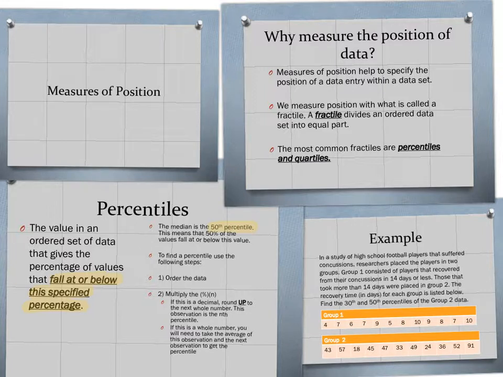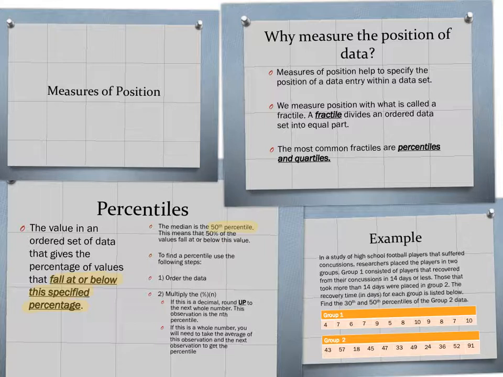In any kind of fractile or percentile that you look at, you always have to order the data. Once you have the data ordered, you multiply the specified percentile times the number of values in the data set. One of two things can happen. If you get a decimal, you always round that number up to the next whole number, and you look at that specified ordered value in the data set. If you get a whole number, you take the average of that number and the next number after it. So here's an example.